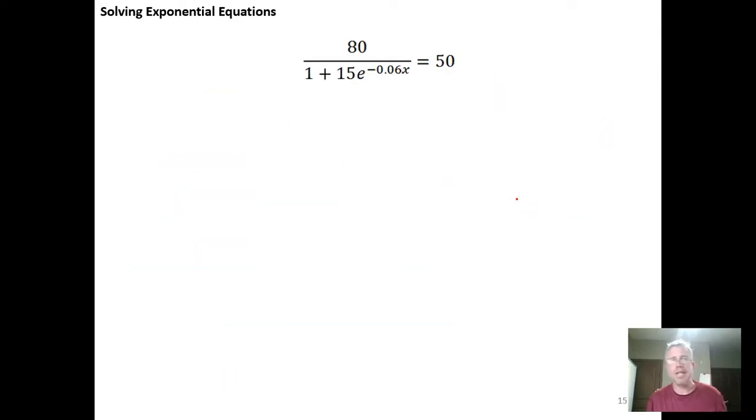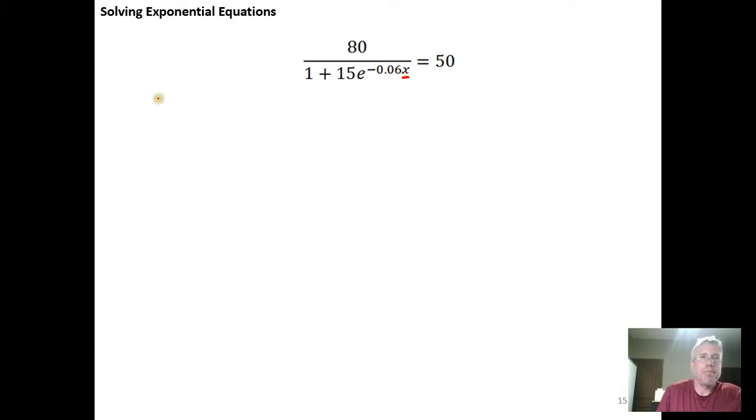All right, final example. So these are the ones everybody always enjoys the most. These are the ones that have the variable that you're solving for down in the denominator position. So you've got to dig everything out of the denominator.